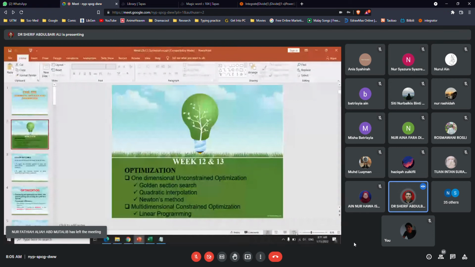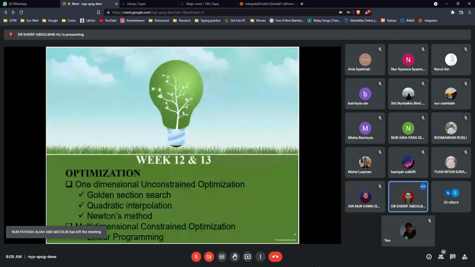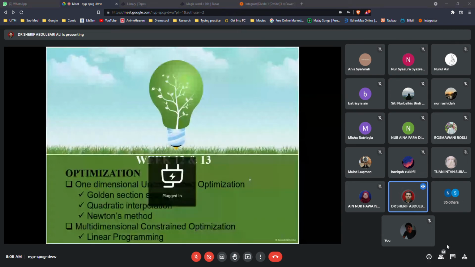Chapter for this course, the optimization chapter. It's a really important chapter, as I told you last class. It's because mostly your question number 3 from the final is coming from this part.